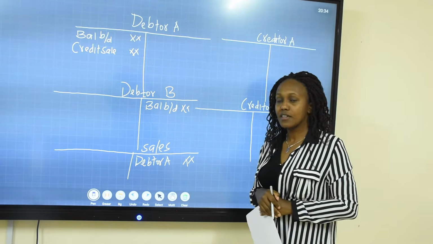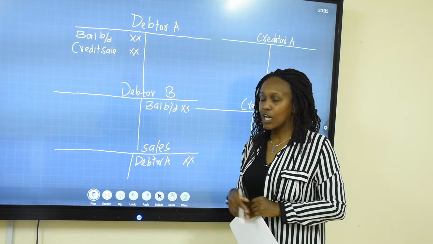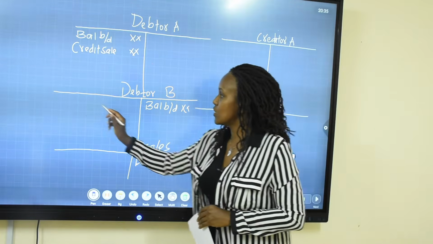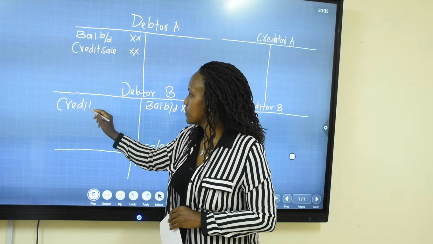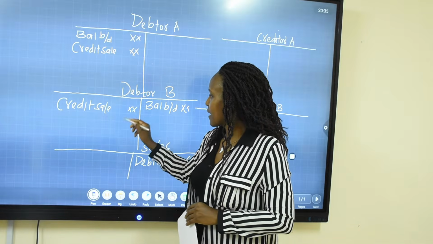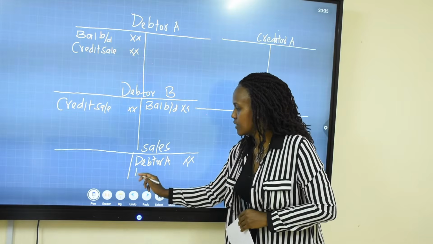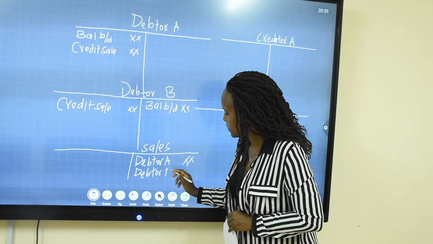Debtor A. Also, debtor B may also buy on credit. Once again, debtor B buys on credit. We are going to debit the account of the debtor with a credit sale. Then you are going again to credit the sales account from debtor B.